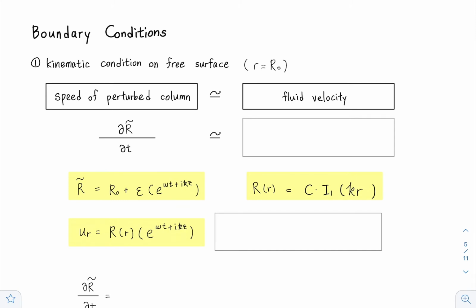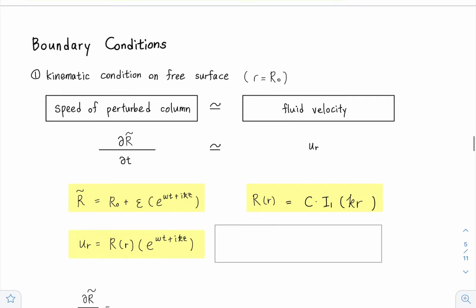We can express it as the derivative of r with respect to time. And what is the fluid velocity? Well, we just learned in our last lecture that our fluid velocity is going to be simply little ur. And just so you remember, this r can be expressed as the initial r0 plus this tiny perturbation times exponential omega t plus ikz. And ur is a function of large R times this exponential term. And large R is also another function which we just derived in our previous analysis.